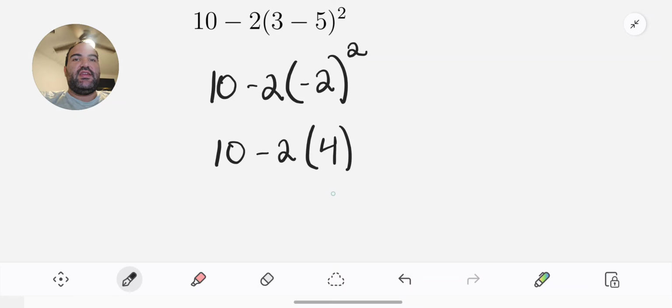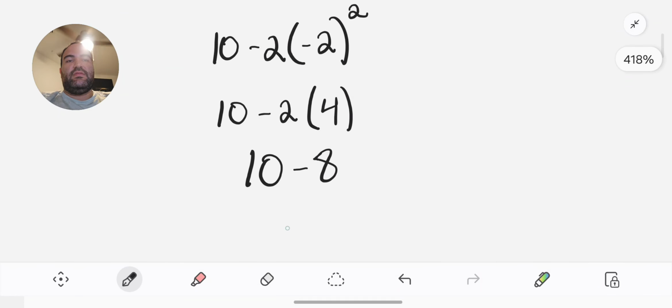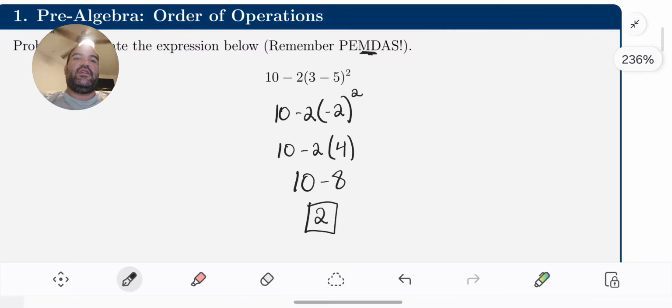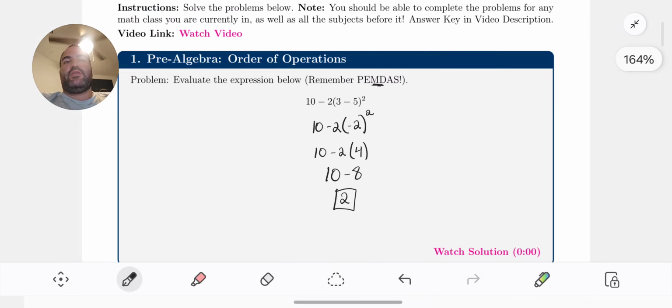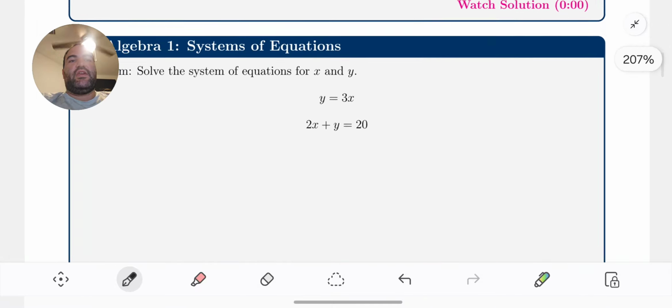2 times 4 is 8. You could say -2 times 4 as well, so -8. Both work. And then 10 minus 8, last thing, subtraction and addition, 2. Answer is 2. That was very nice. Let's double check our work since I'm doing this for the first time. -2, 4. That is correct. So that was our pre-algebra question. Classic PEMDAS. Most of y'all are probably good at that.